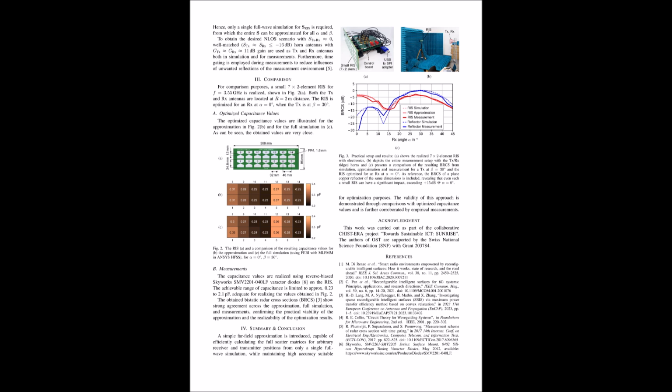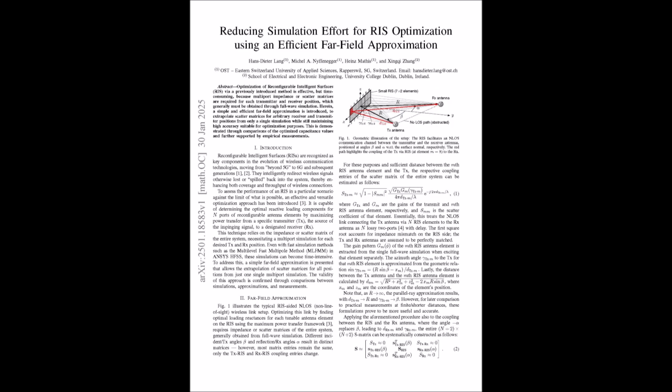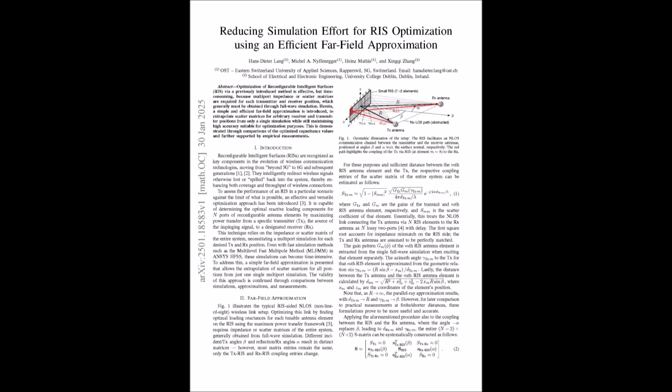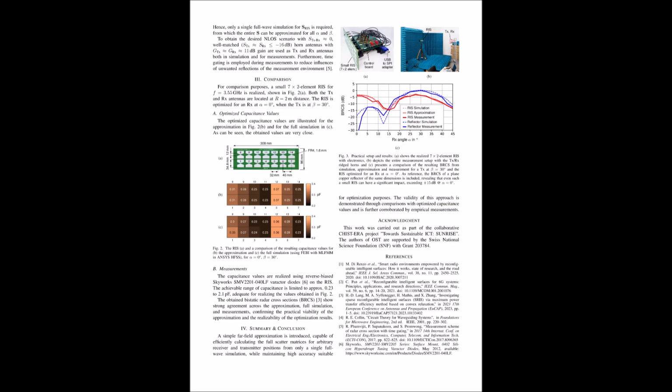Impressive. So we've got this elegant far-field approximation. We can build the complete scatter matrix. They actually put it to the test. Oh, absolutely. They designed a real physical RIS. Hold on, they actually built one? They did. A small one, mind you. Okay, what do we mean by small? They went with 7 by 2 elements, operating at a frequency of 3.55 gigahertz. And they placed both the transmitter and receiver 2 meters away from the RIS. The goal was to optimize the RIS for a receiver at an angle of alpha equals 0 degrees. Alpha equals 0 degrees, okay.